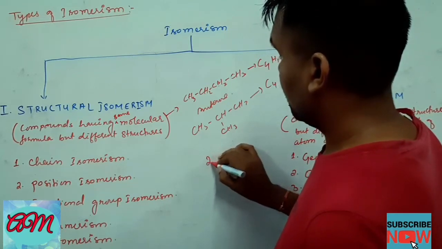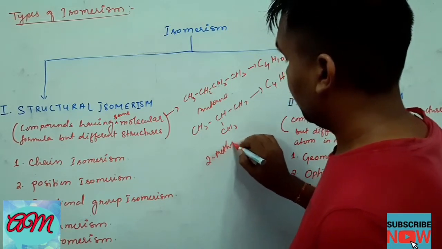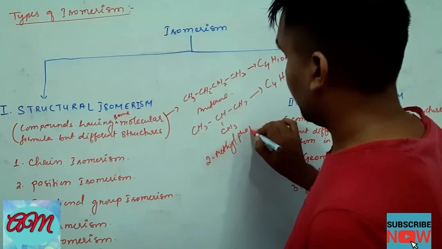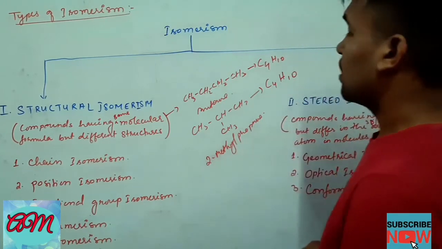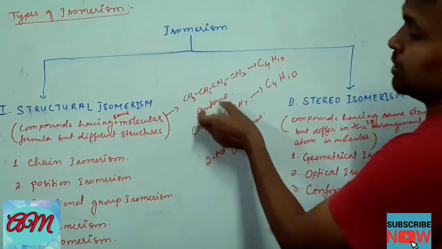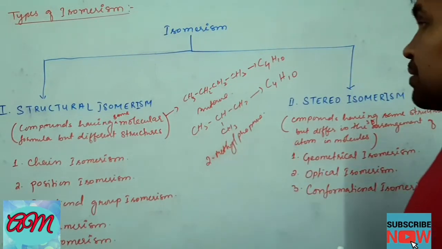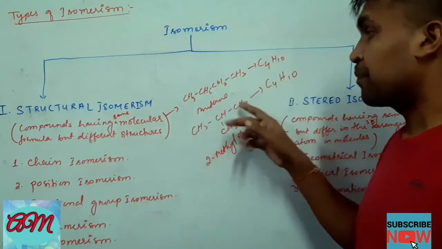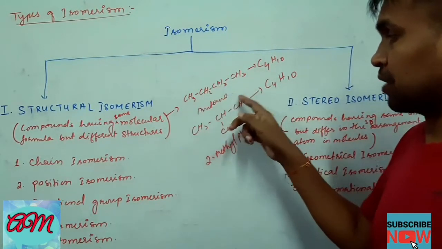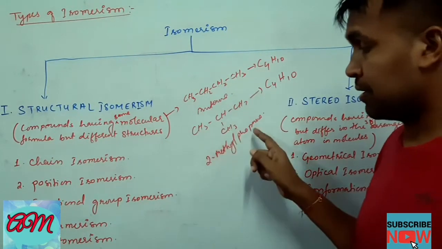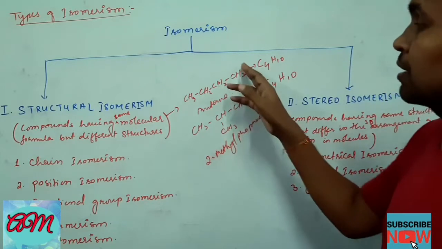The name of the compound will be 2-methyl propane, right? The name of this compound is 2-methyl propane, and this one is butane. So this butane and 2-methyl propane, you see their molecular formula is same, but they differ in the structures. Here it has a branch and here it has what?